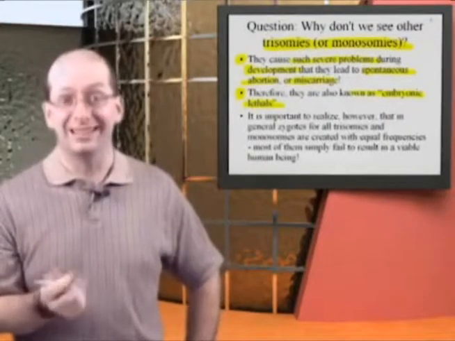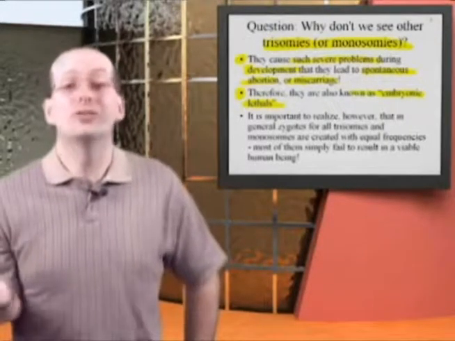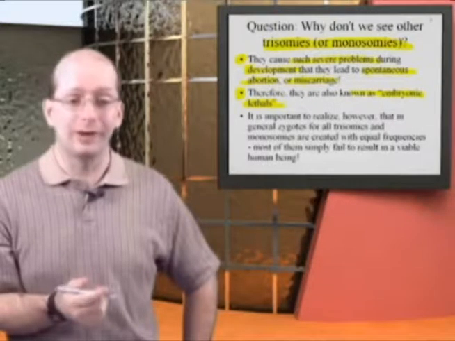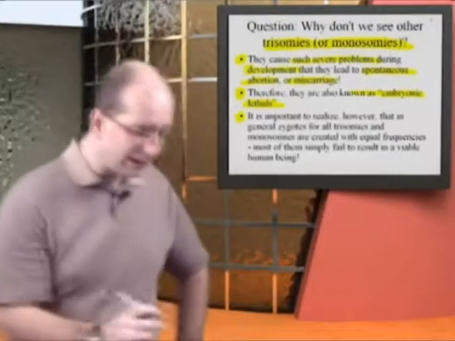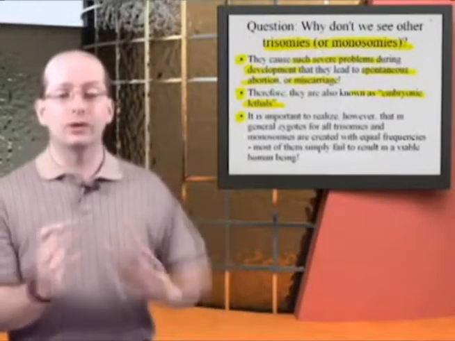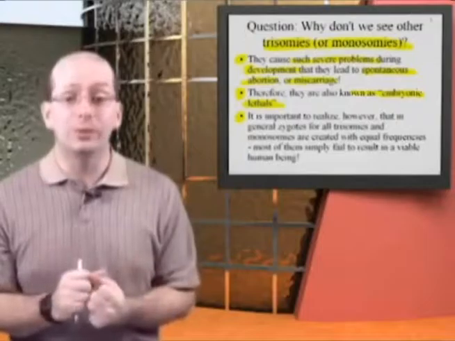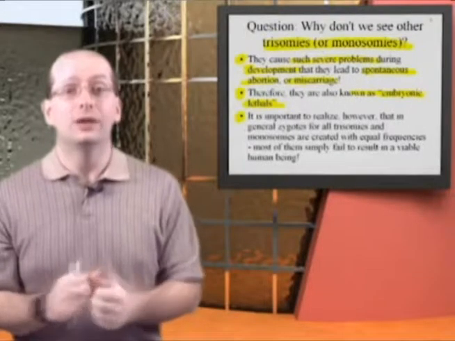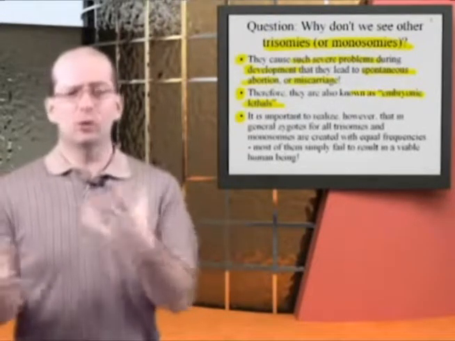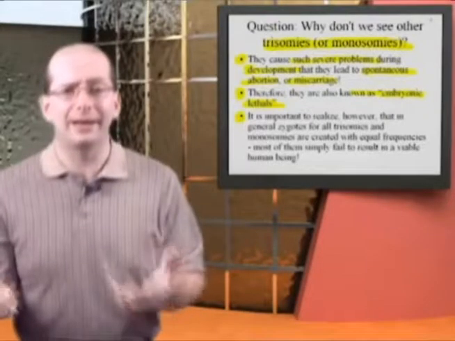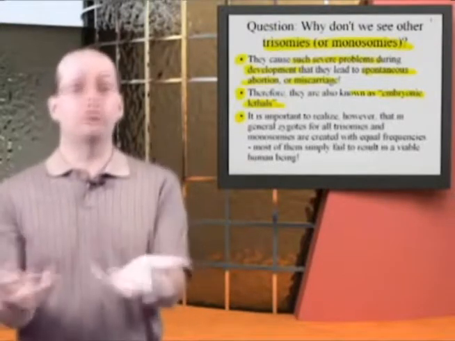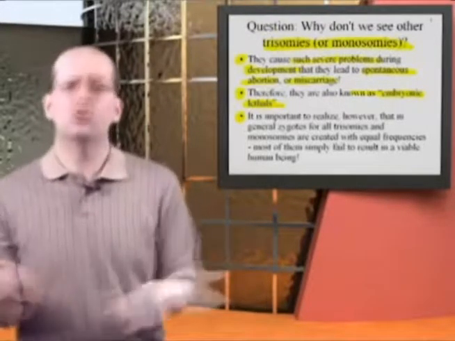The embryo dies and it gets miscarried. No one is ever born with these syndromes, all right? But this is what I need you guys to realize. It's definitely important to understand that in general, zygotes for all the potential trisomies and monosomies are created with equal frequencies, right? Because there's no reason during non-disjunction why chromosome 21 would be preferentially affected. It happens to all of them.